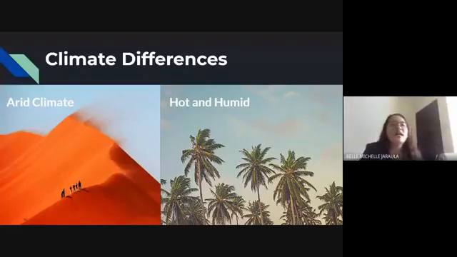So the last one is hot and humid. Hot and humid produces a lot of water, and this creates a lot of scenarios which will affect in weathering.